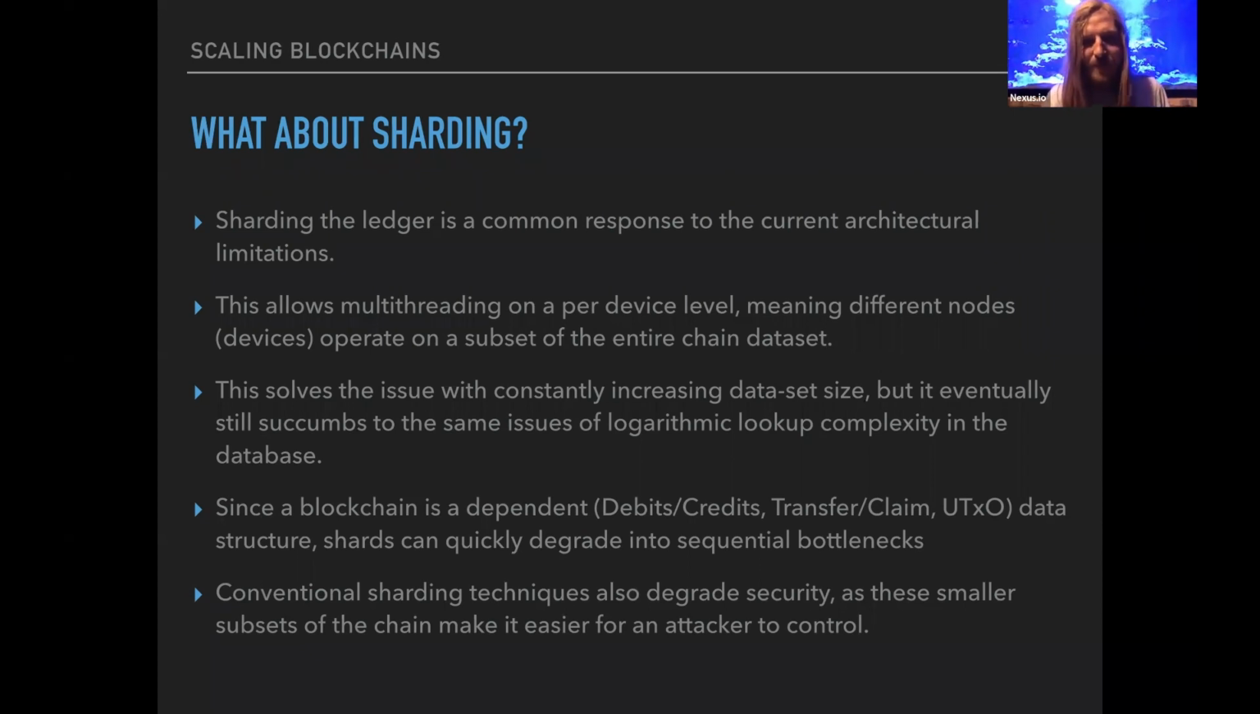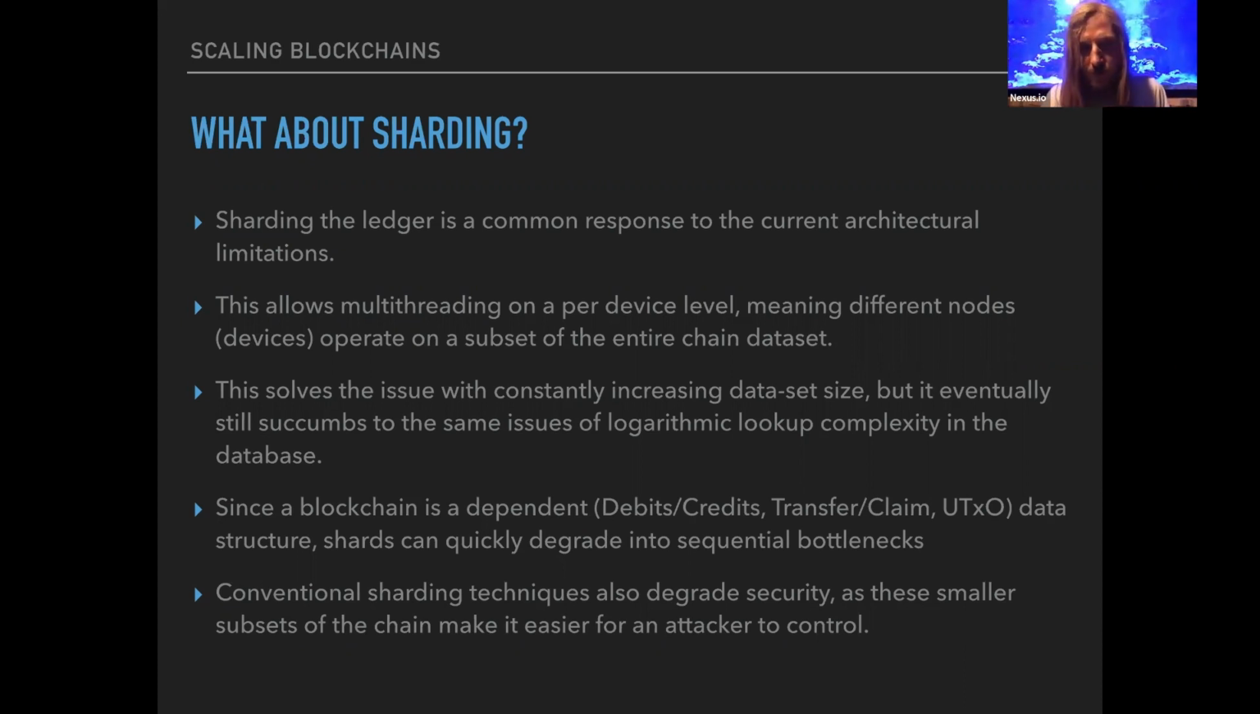Since blockchains are dependent, right? I'm talking like a debit has to be matched with a credit, or a transfer with a claim, or the unspent transaction output needs to get spent by an input, right? They all have dependence. Shards can quickly degrade into sequential bottlenecks, right? Let's say I'm spending a UTXO from another shard. I'm going to have to look up that shard in order to process here, which is then going to put my bottleneck on the other shard, and it merges into this sequential process, right?